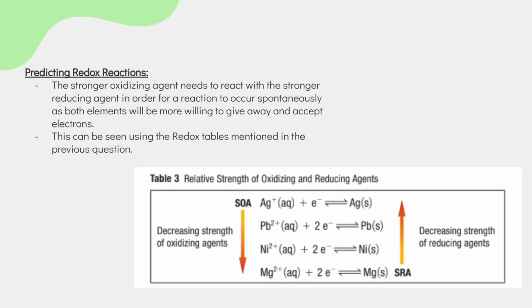So here we can see how we predict redox reactions. This can be seen using the redox tables that I mentioned in the previous question, which I've already discussed thoroughly. However, the stronger oxidizing agent needs to react with the stronger reducing agent in order for a reaction to occur spontaneously, as both elements will be more willing to give away and to accept electrons.